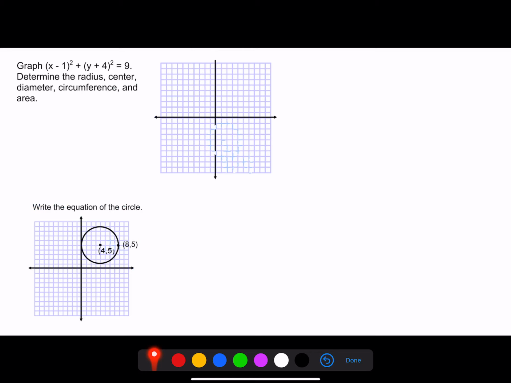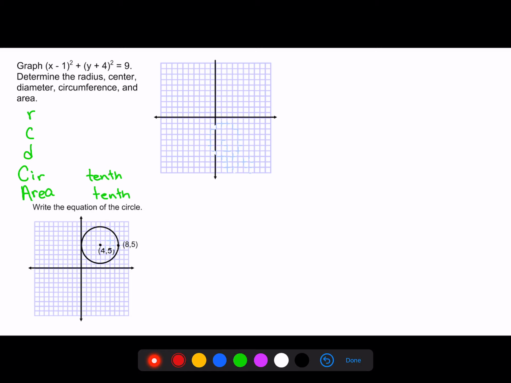All right, let's try this one out. Go ahead and try this one out. We're looking for the radius, the center, the diameter, the circumference, and the area. With circumference and area, I'd prefer on your homework if you guys rounded to the nearest tenth. And then with everything else, it should be whole numbers for us.